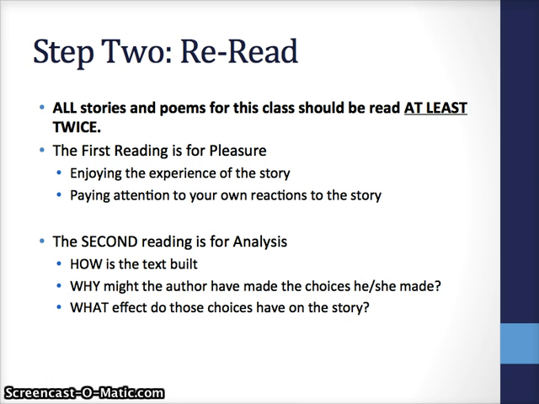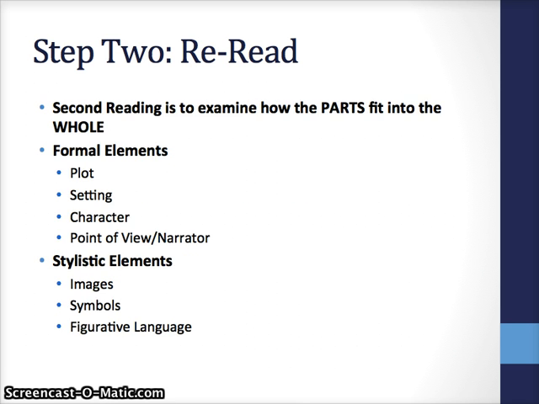So in the second reading, you're looking at how the text is built. So what you want to remember is that these stories were all constructed carefully for a purpose, to give the reader a certain effect. So paying attention to the choices an author makes can really help. You want to ask yourself, why might the author have made the choices he or she made? And what effect do those choices have on the story? So let's walk through a few things so you can see what I mean by that.